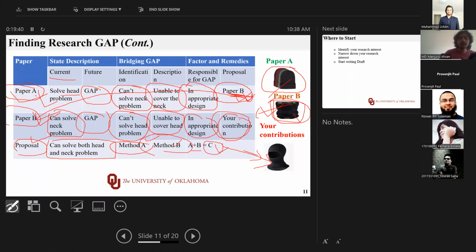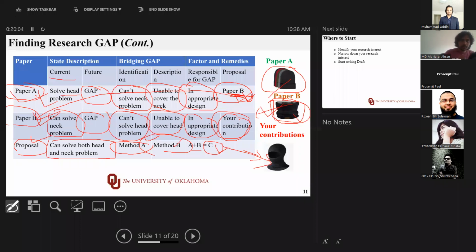research gap now. Then you'll say that, well, in paper A and paper B, none of them figured out how to protect the head and neck in the winter. So in my work, I want to develop a design which can work on both head and neck. So those are the three parts.